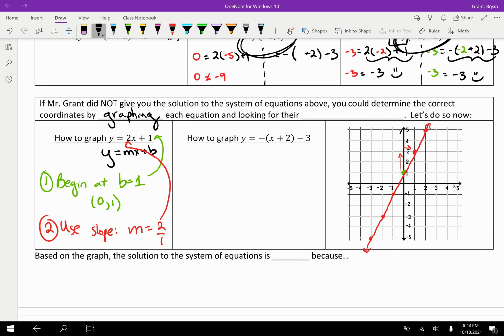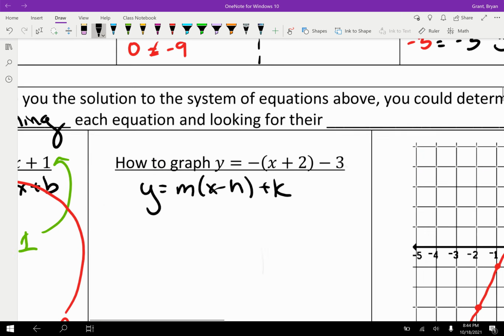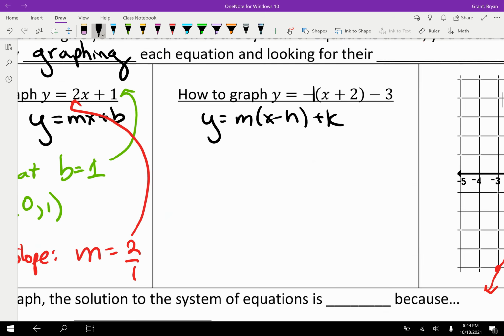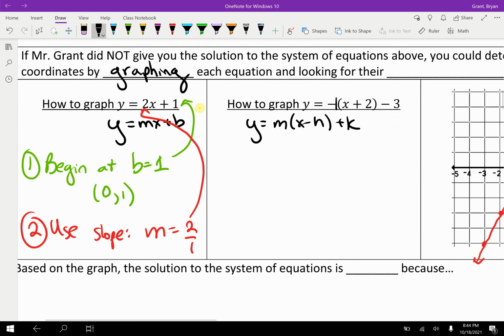Let's go ahead and graph our second equation. This second equation is in HK form. Okay, HK form, just a friendly reminder, that's our m times x minus h plus k. I can see my h and my k. I think for the m, we should probably put that invisible 1 here. Okay, and let's do the same steps.